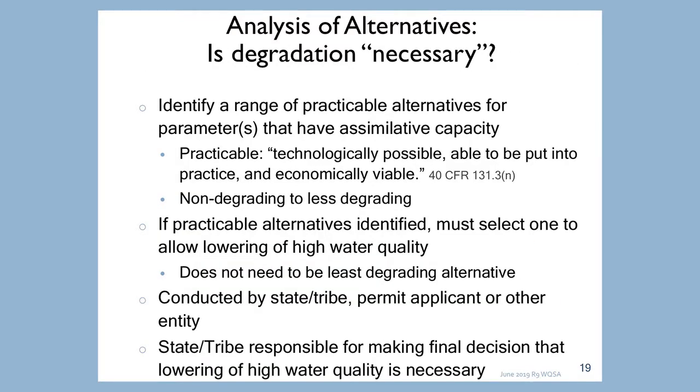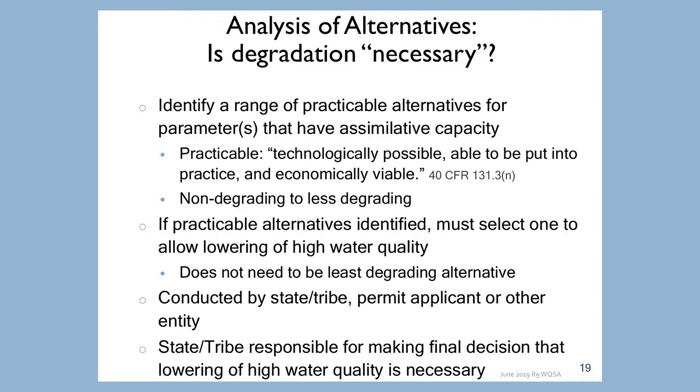All right, so how do you decide if degradation is necessary? So the regs require you to identify a range of practicable alternatives for the parameters. And practicable means technologically possible, able to put in practice, economically viable, and it has to be a range of non-degrading to less degrading. So the issue here that we were trying to deal with was people were doing alternatives analyses, but it was kind of a lame attempt. So what we said was, okay, you have to do an alternatives analysis, and it has to be looking for practicable alternatives that range the whole spectrum. So you have to do a real job at doing that alternatives analysis.